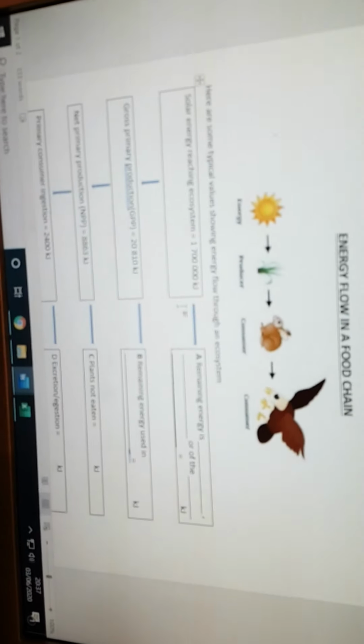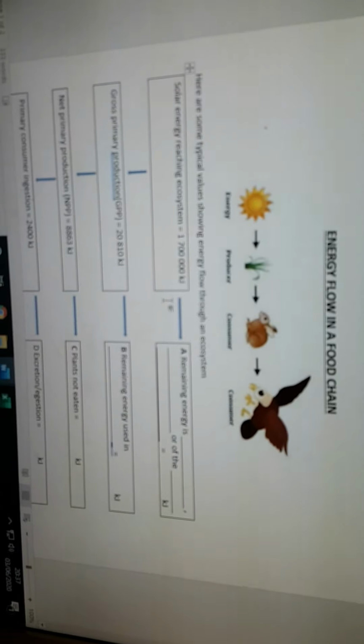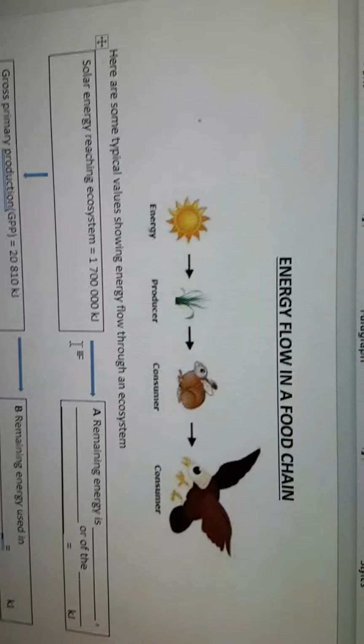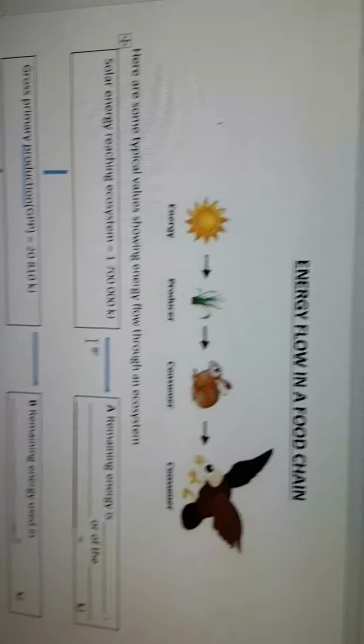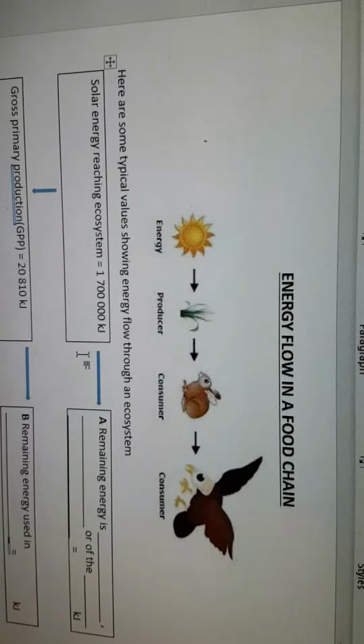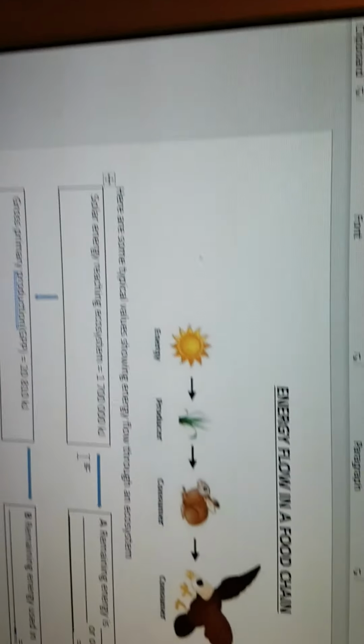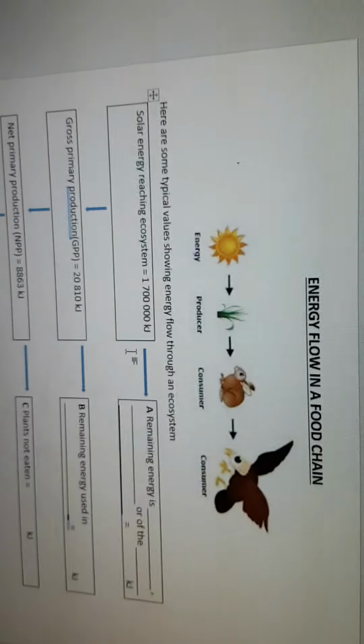Right, let's start with a little look at this document. I've sent you all a copy of this, the energy flow additional exercise. Imagine we've got a simple food chain like that. In fact, there are all of these links in it.